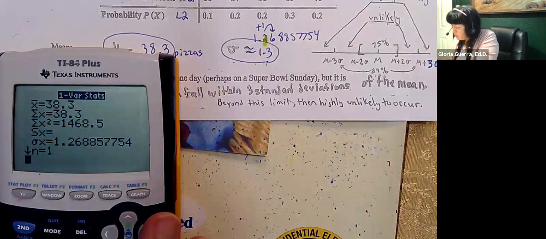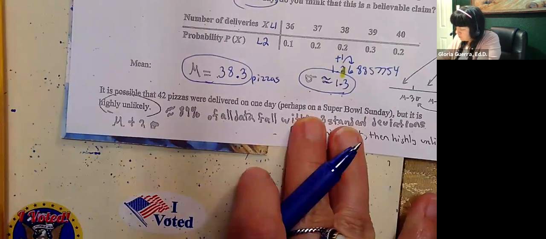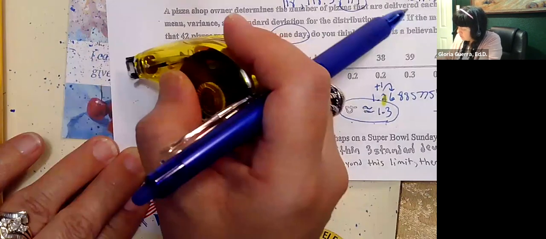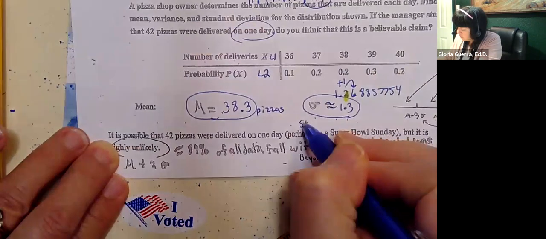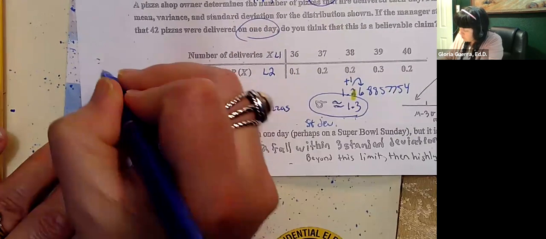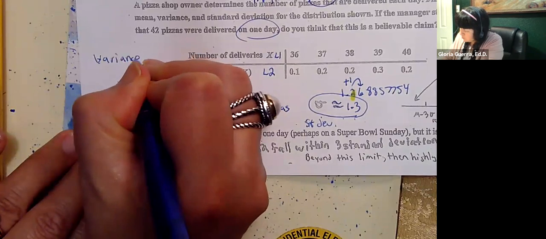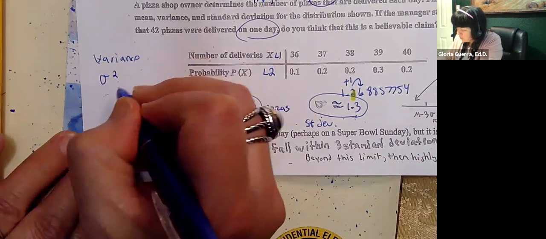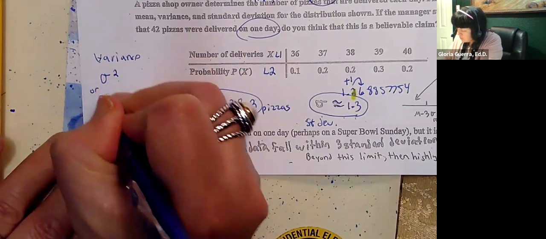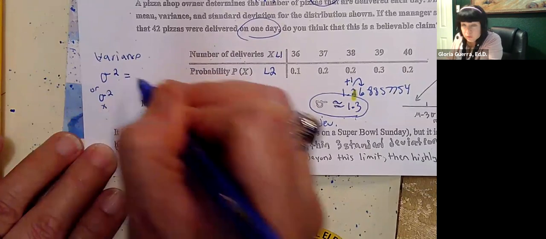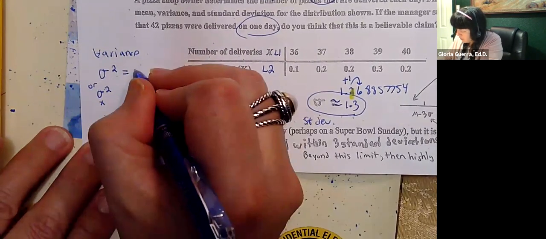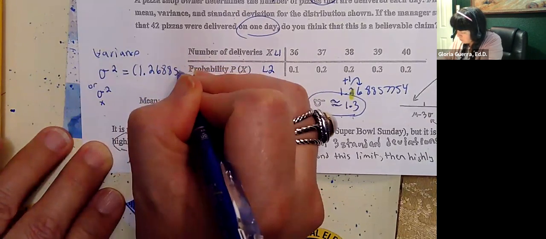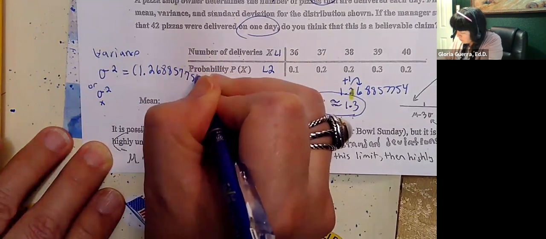Okay, and now you need variance. So this one was standard deviation. Now you need variance. Just sigma squared. You can do sigma squared, or you can do sigma sub x squared, okay? Either way. So you have to type all that in, and then square it.